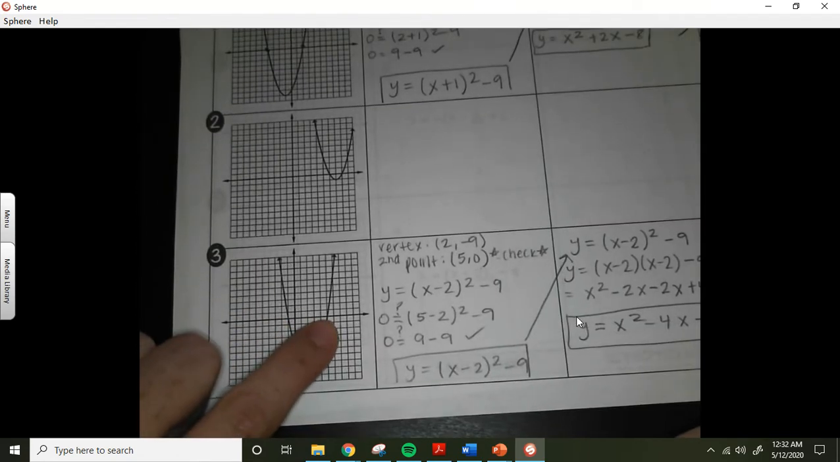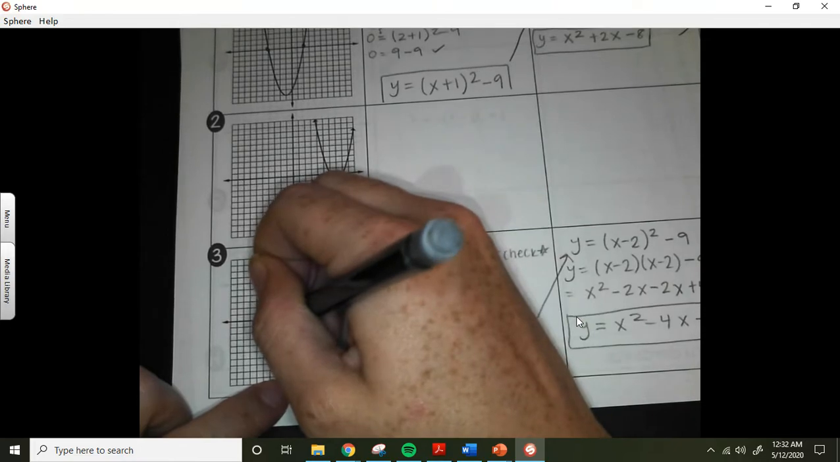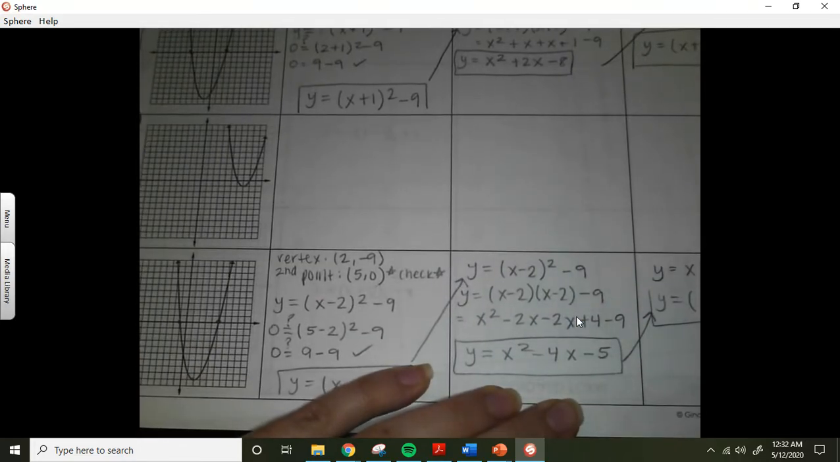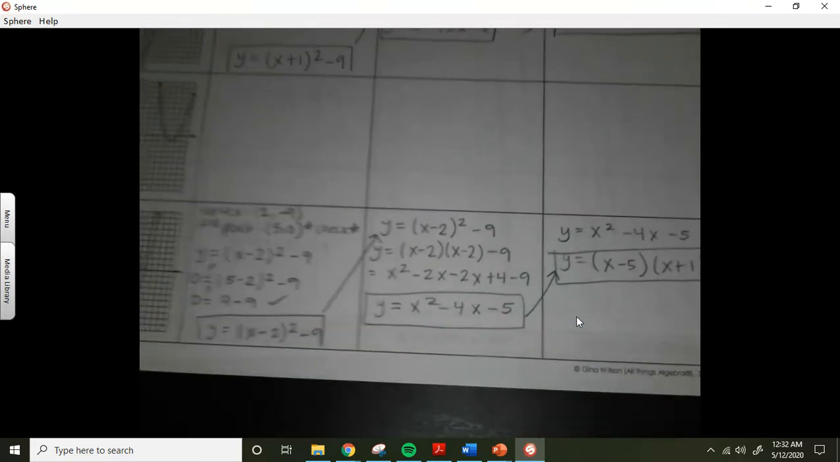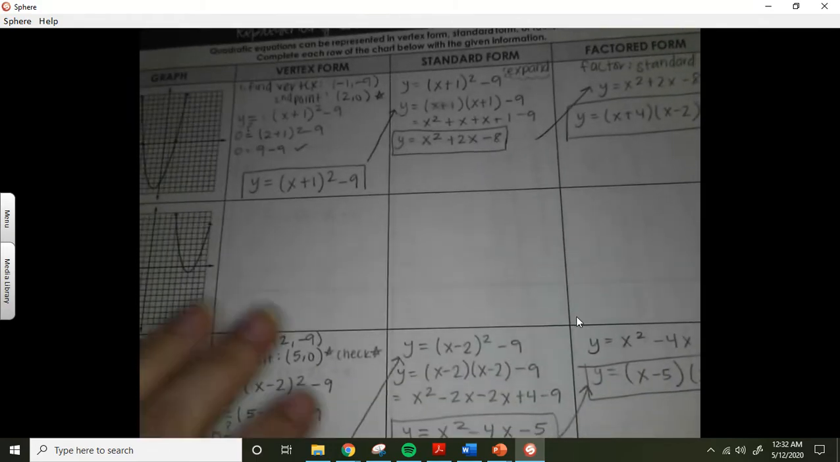Here's negative 1, here's 5. And that is the correct factored form. So pretty simple from there. All right, let's turn the page.